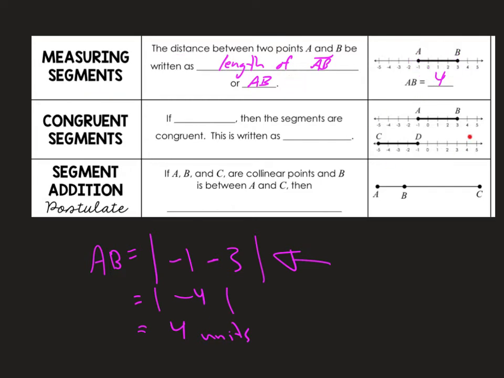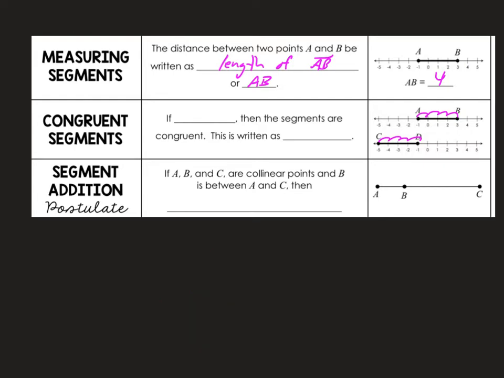Now, moving along to congruent segments. So we're looking over here, and we notice that they look like they are similar. So we count the hops, 1, 2, 3, 4, and 1, 2, 3, 4. And I notice that they are the same length. So I can say that AB, the length of AB, is equal to the length of segment CD. Right? Then the segments are congruent, and that basically means that they are the same measure. So go ahead and write that in your notes.